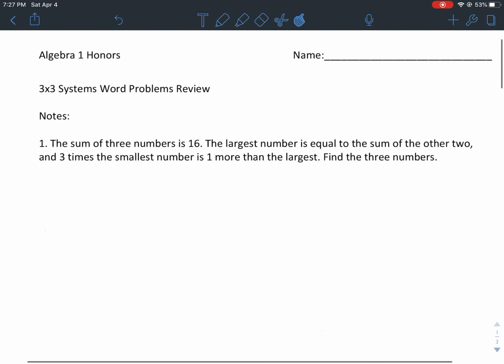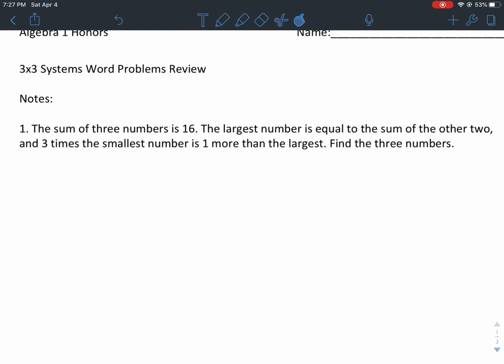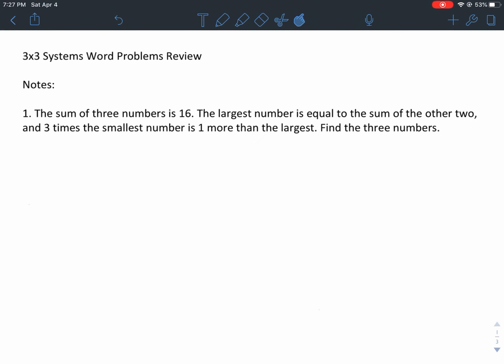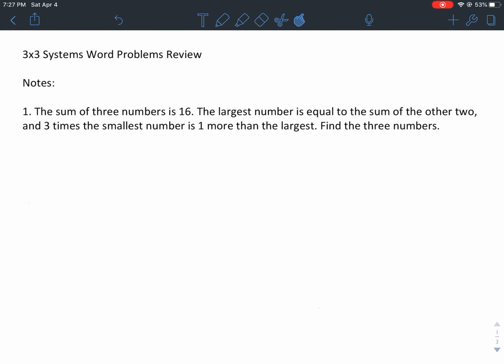Okay, guys, today we're going to be working on some 3x3 system word problems. I know we already went over these, but just kind of a quick recap. I'm going to do a problem with you guys here. So if we take a look at number 1 right here, it says the sum of three numbers is 16.